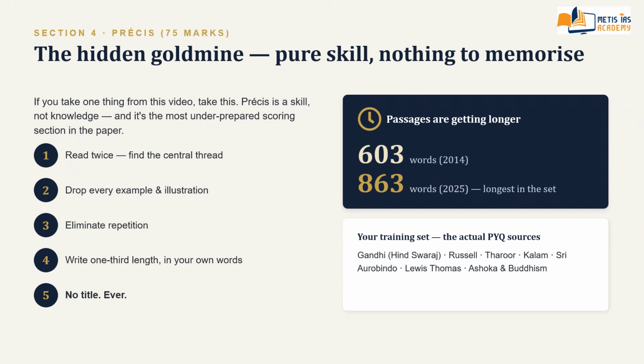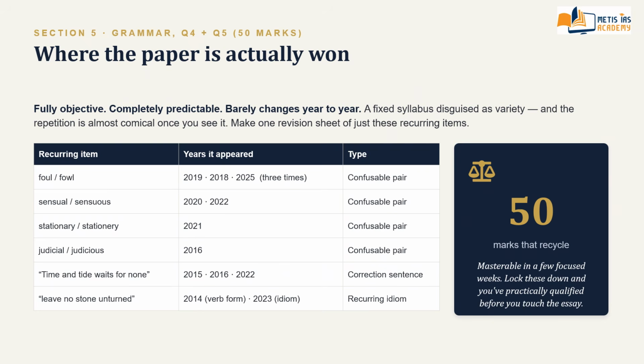Going significantly over or under costs you marks. Practice with a word count and a timer. Précis is where disciplined candidates quietly pull ahead. This is all about precise writing.